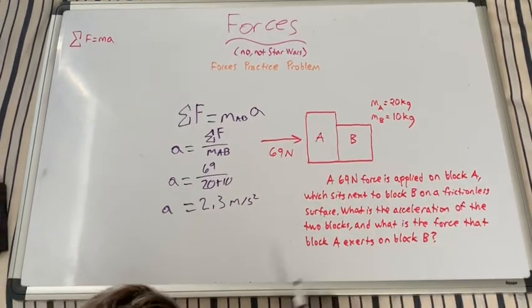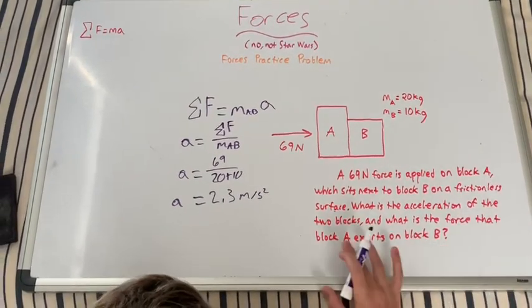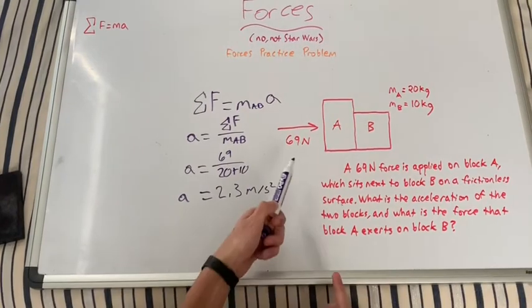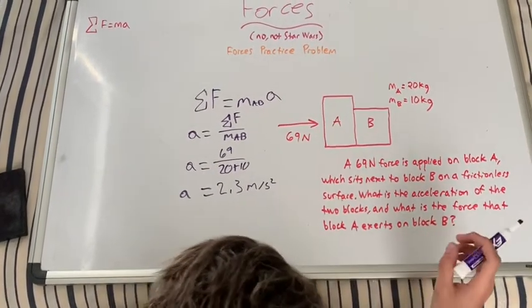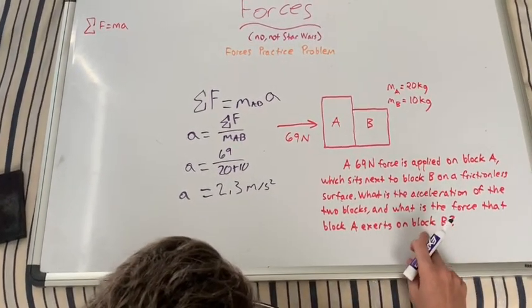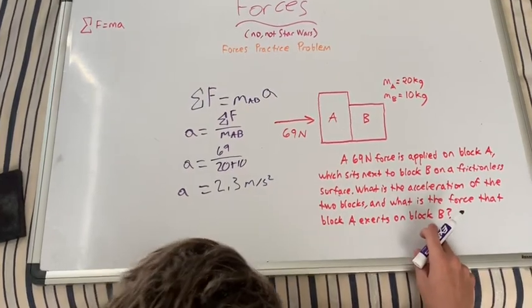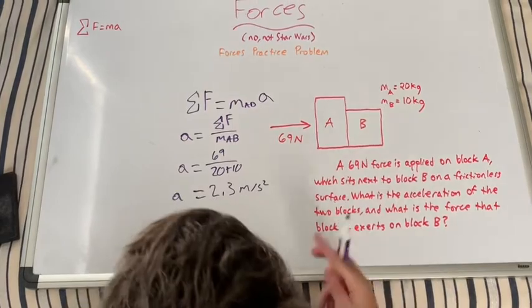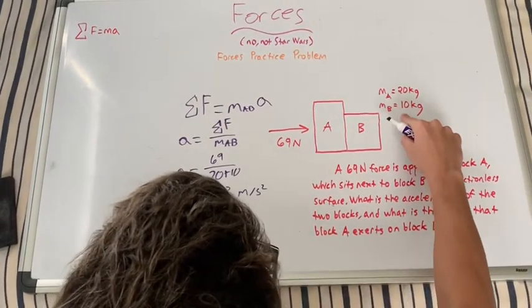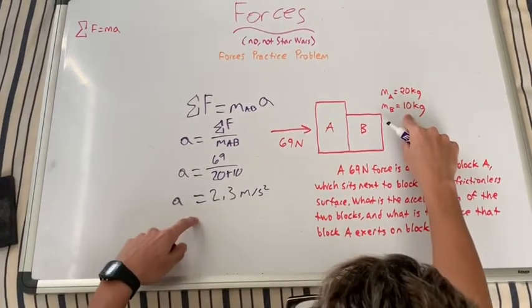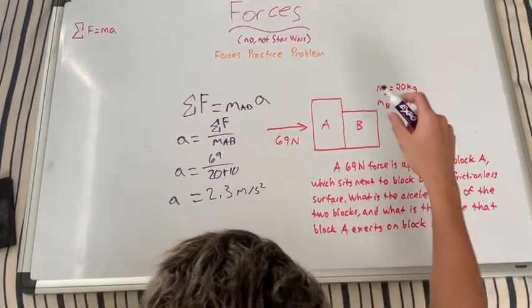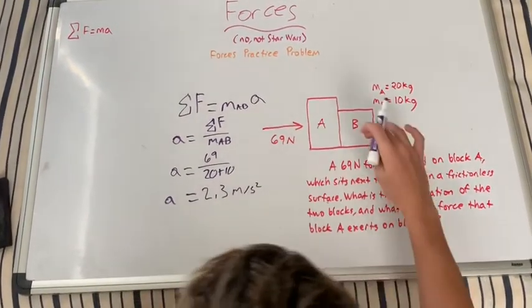Now we have to deal with the second part. What is the force that block A exerts on block B? Now, be careful here. It is not 69 newtons. It would be different. So we're looking at forces exerted on block B. So what we're going to do is take block B into consideration only. So we're going to be using the mass of block B with the acceleration that we just found to determine a new force. It's not the net force. It's simply an internal force acting on block B.